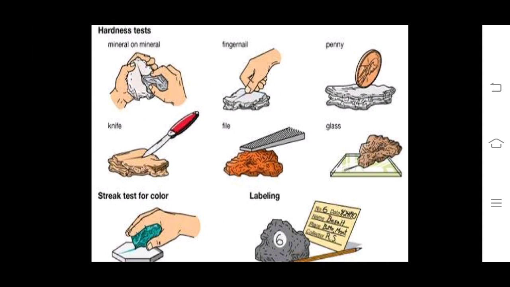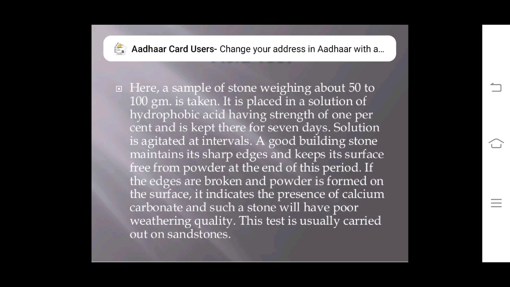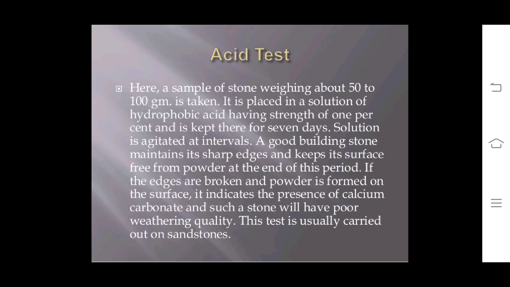The hardness test is shown in pictorial form in this picture. Acid test. Here a sample of stone weighing about 50 to 100 gram is taken. It is placed in a solution of hydrochloric acid having strength of 1% and is kept here for 7 days. Solution is agitated at intervals. A good building stone maintains its sharp edges and keeps its surface free from powder.